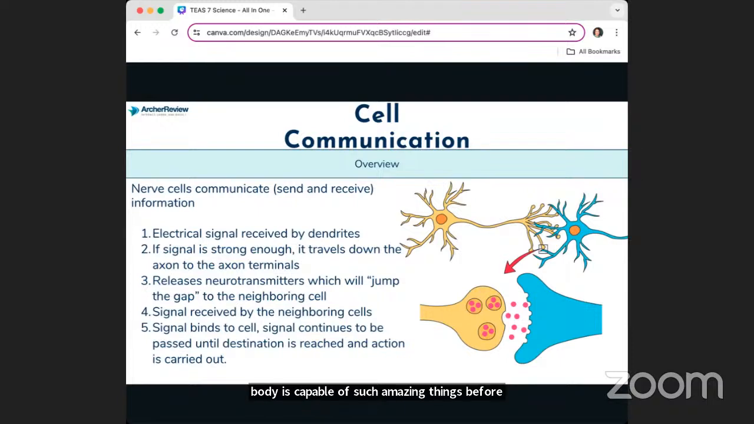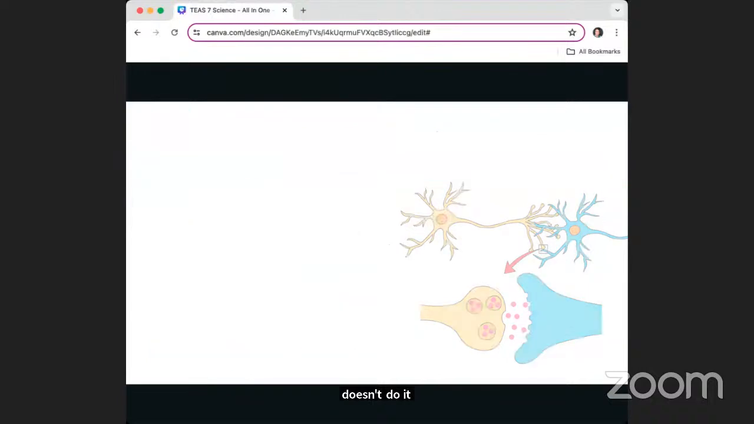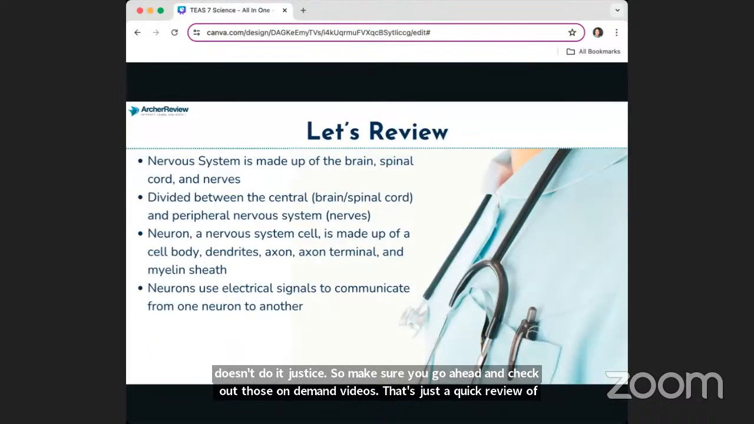And breaking it down here into 5 simple steps just doesn't do it justice. So make sure you go ahead and check out those on-demand videos. But that's just a quick review of it. So let's review the nervous system all together.